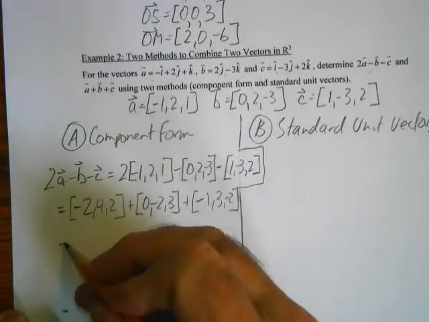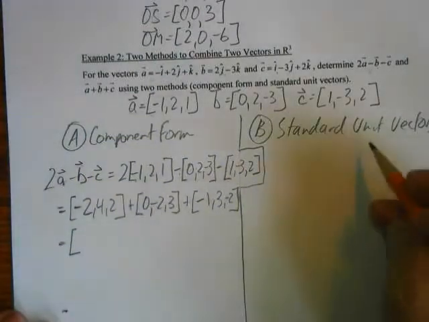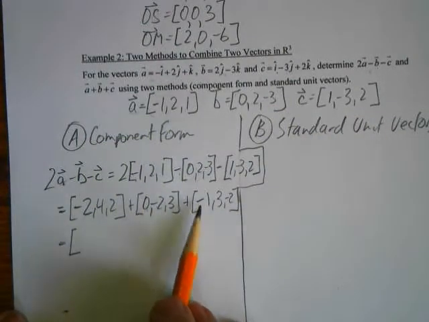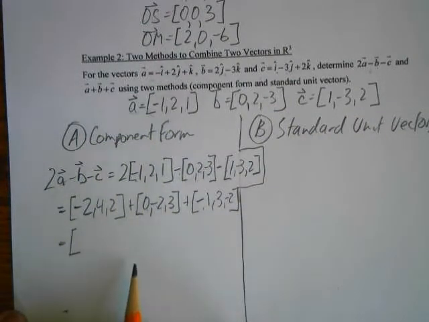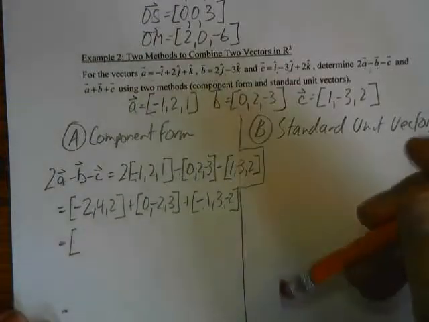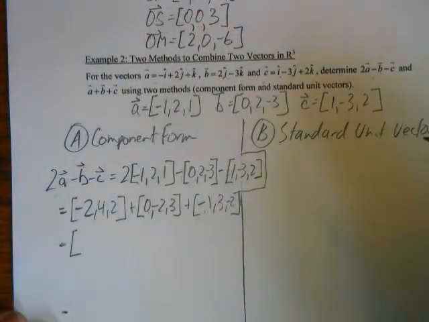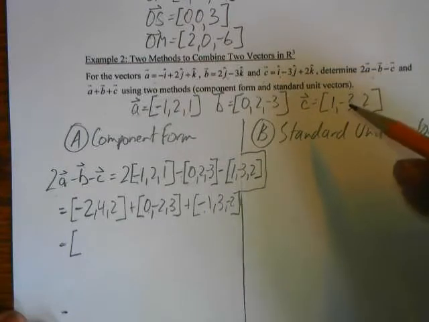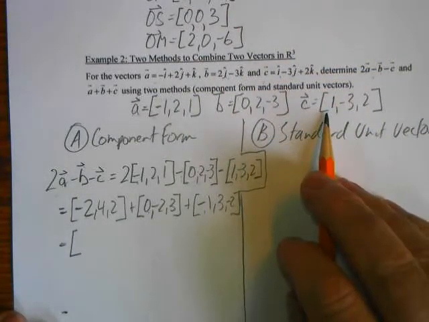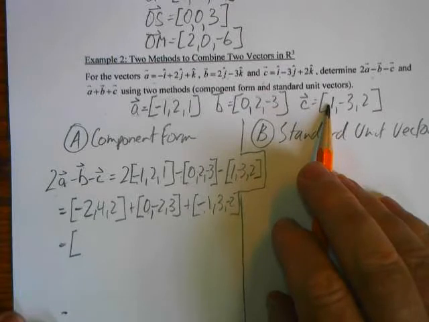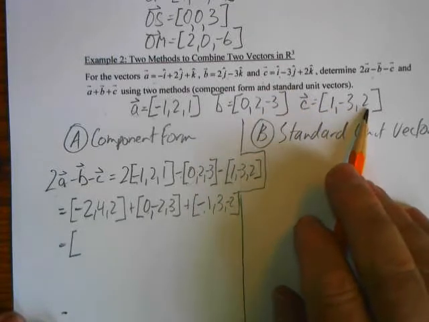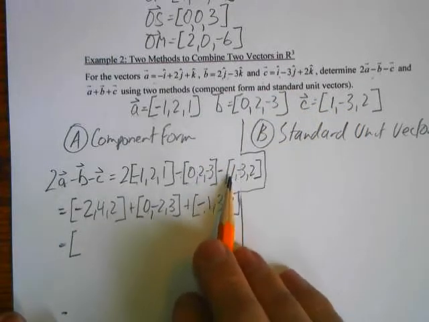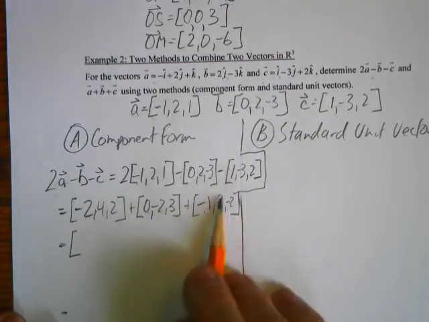And now when I add them all together, I've got negative 2 plus 0 plus negative 1. Sorry, that should be a 1. C is a 1. Just make sure I did this right. 1, negative 3, 2. So that changes to negative 1, positive 3, negative 2. Okay.